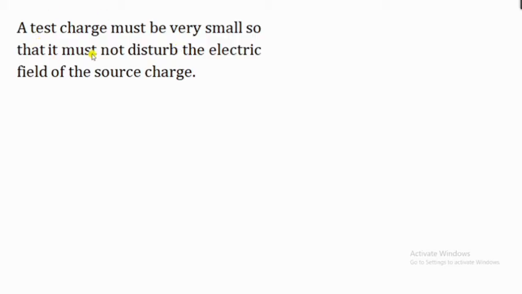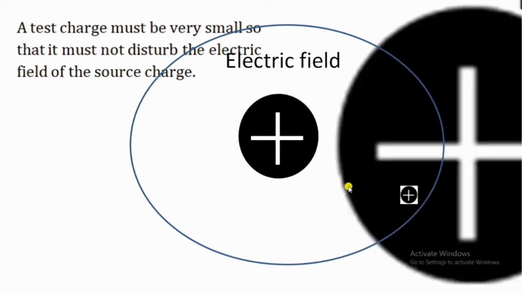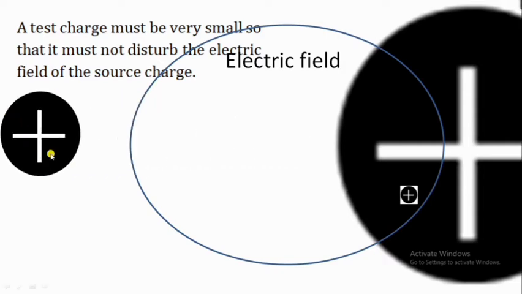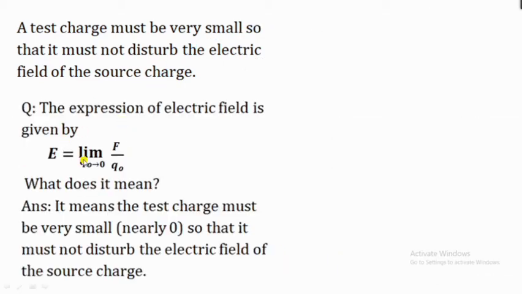The test charge, that is Q naught, needs to be very small, otherwise it will disturb the electric field due to the source charge. So let's see how. So this is the electric field, and if we keep a small test charge, this will move and this will not move. That means the electric field will not be disturbed. But if you keep a very big test charge, then this charge would move, and you won't be able to find the electric field, because this big charge is disturbing the electric field of the source. So the test charge has to be very small. And this is the exact expression for electric field.